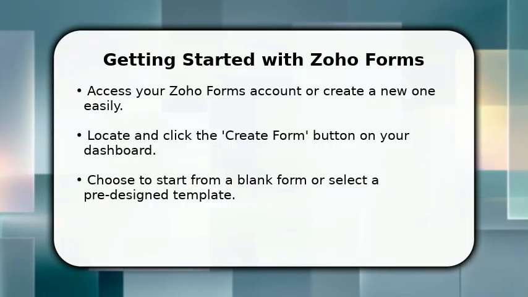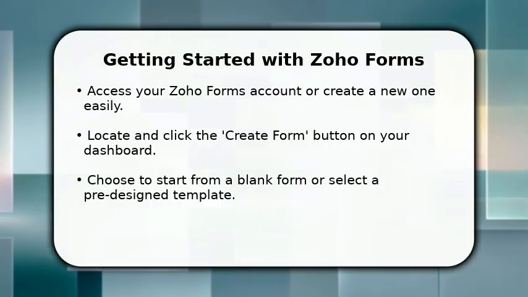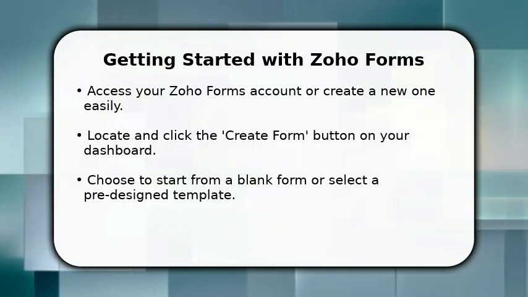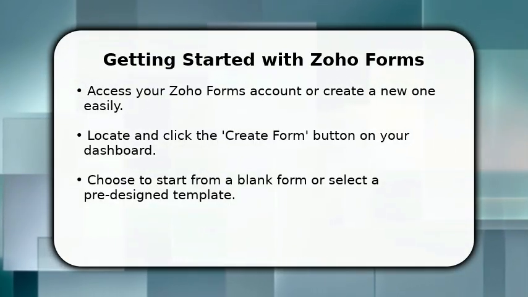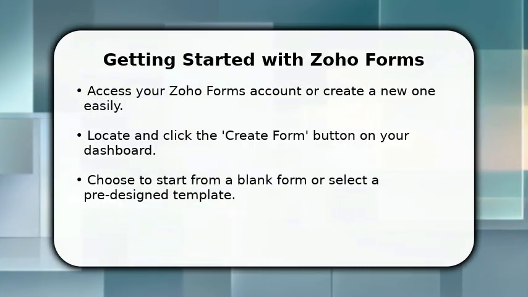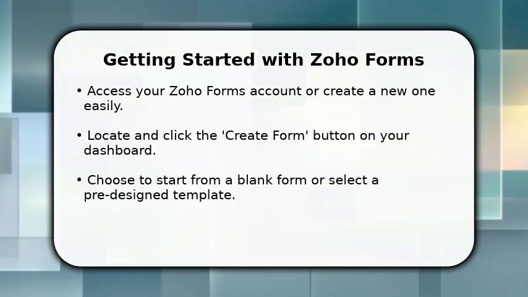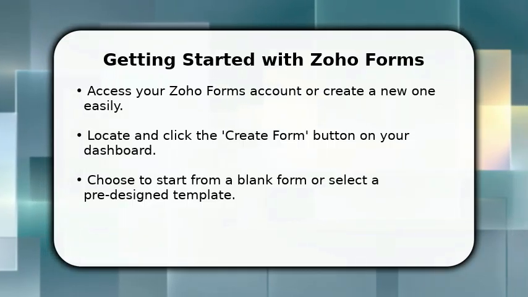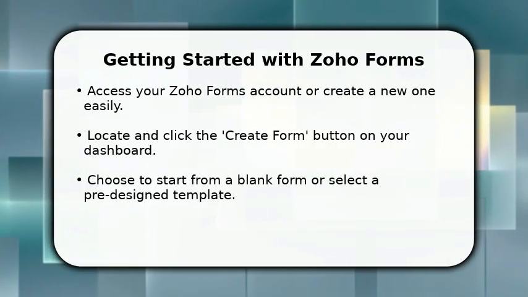In this video, I will explain how to make Zoho Forms. First, log into your Zoho Forms account or sign up for a new one if you haven't already. Once logged in, you'll see your dashboard. Look for the Create Form button, usually prominent on the screen. Clicking this will open a new window where you can begin building your form from scratch or choose a template.